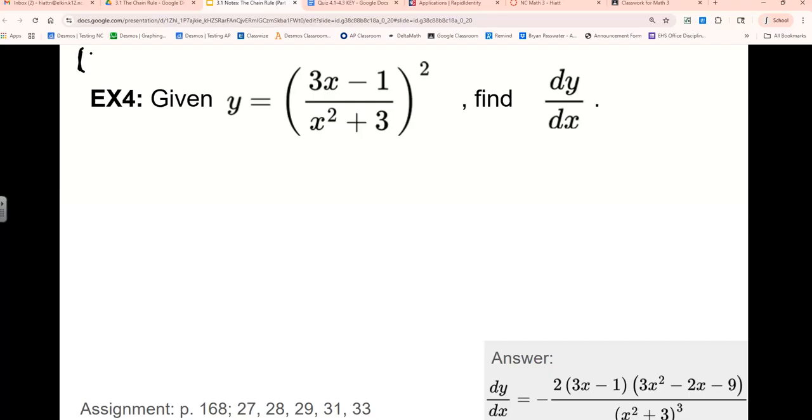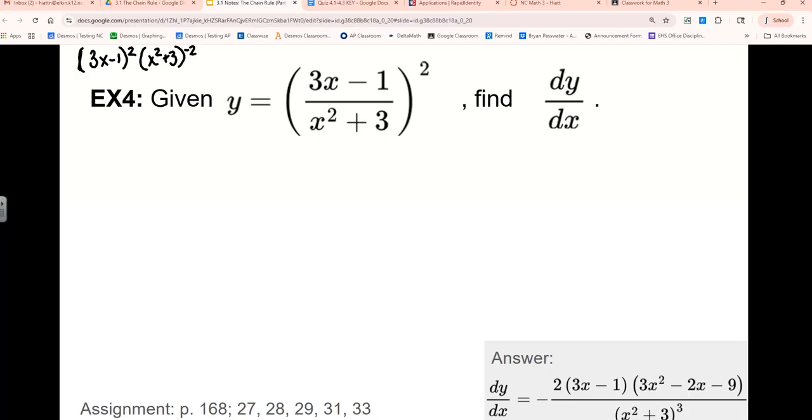You would have to write this as 3x minus 1 to the 2nd power times x squared plus 3 to the negative 2 power. You square the top, square the bottom, and then move the bottom up to the top and make it a negative exponent. But if you use power rule on that, you've got double chain rules. Both of those require a chain rule. So I think this is one case where even though I like the product rule a lot better, I would probably stay away from it here.